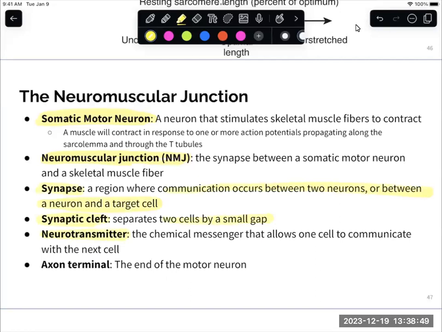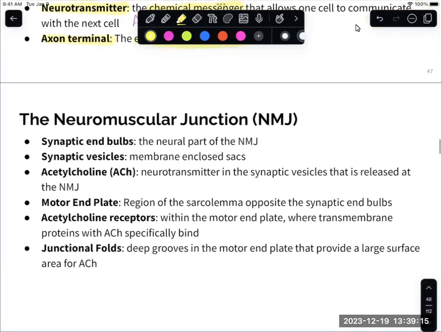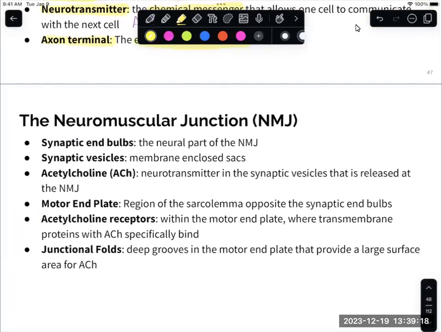The neurotransmitter is a chemical messenger. In this case, we write ACh. Acetylcholine is our neurotransmitter for skeletal muscle. And then we have our axon terminal, which is that end of the motor neuron that's going to come down to that skeletal muscle. We'll finish going through all of these different parts and then I'll show it on a picture. We have our synaptic end bulb. That is the end portion of that neuromuscular junction.